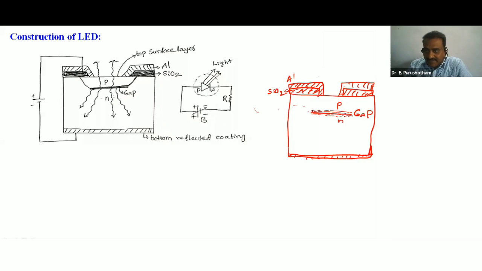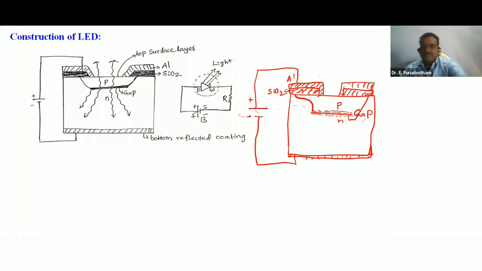The top surface P-type is connected to the positive terminal of the battery, and the bottom surface N-type has a connection wire connected with the negative terminal of the battery. Then the PN junction diode is forward biased. That is the construction. You can see clearly in this figure also. So this is the circuit diagram. This is the symbol of LED. It is connected to the positive terminal and negative terminal of the battery. This is also in forward bias.